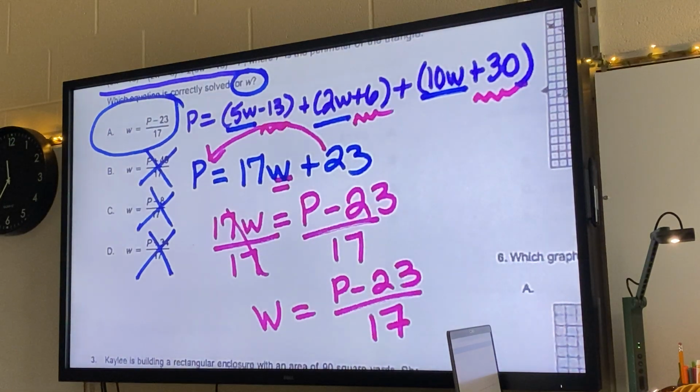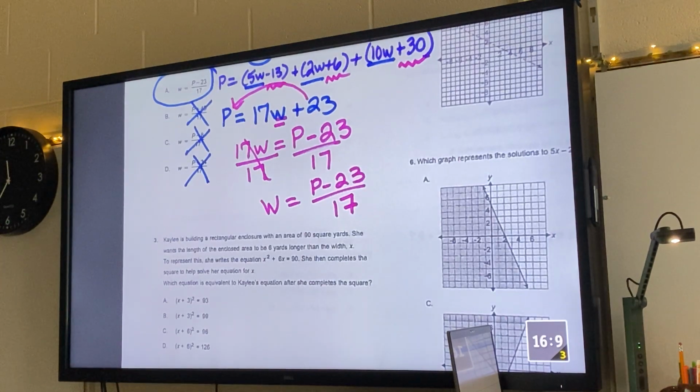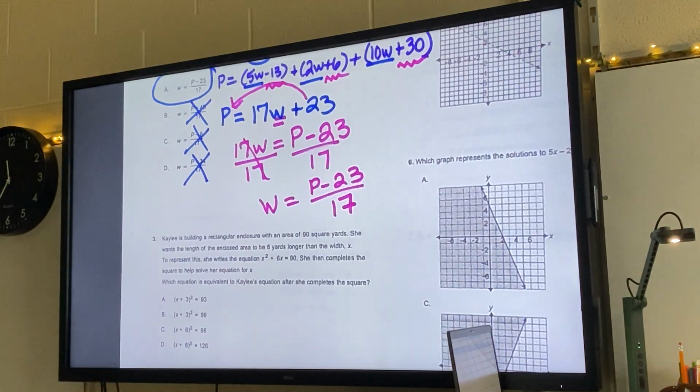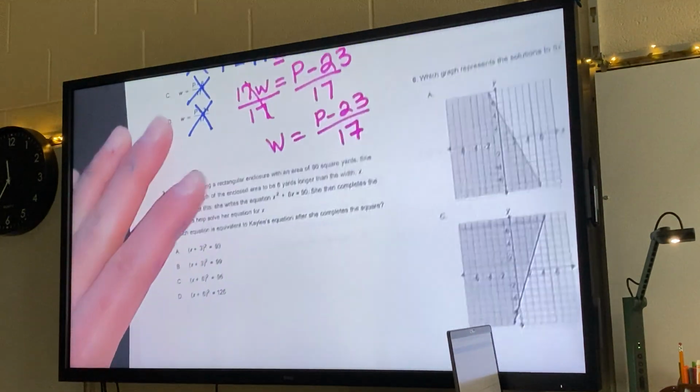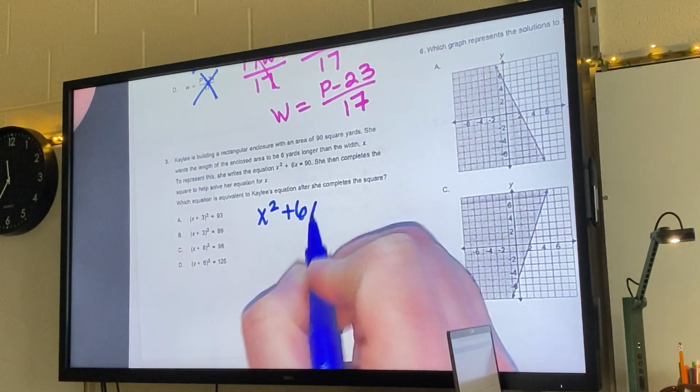Alright, let's look at number 3. I'll zoom back out a little bit here. It says, Kaylee is building a rectangular enclosure with an area of 90 square yards. She wants the length to be 6 yards longer than the width, x. To represent this, she writes the equation. So the equation that they give us is x squared plus 6x equals 90.